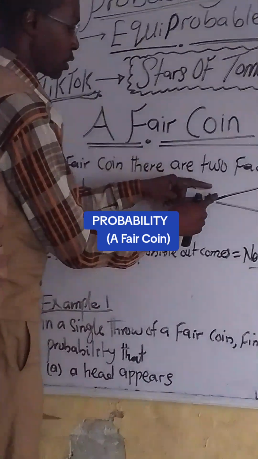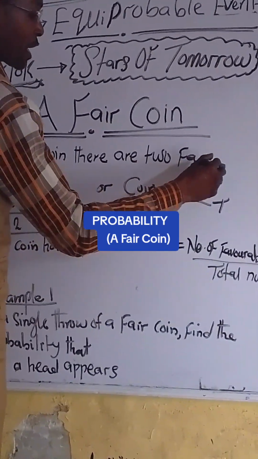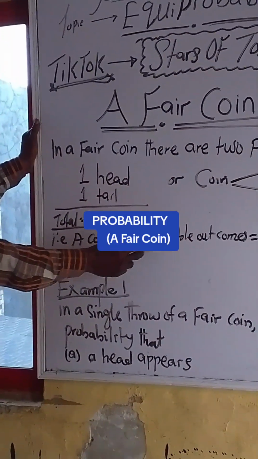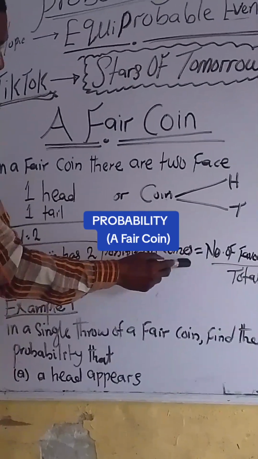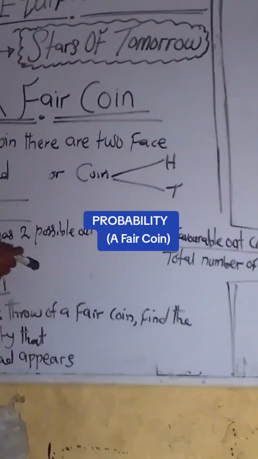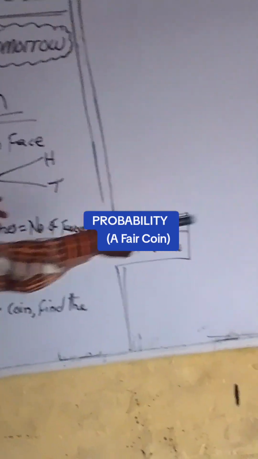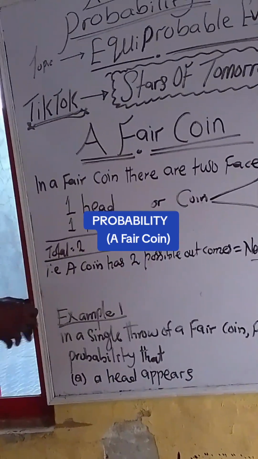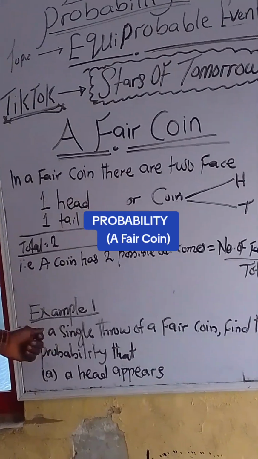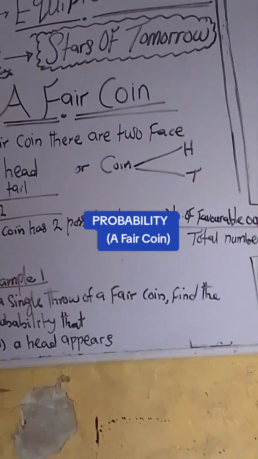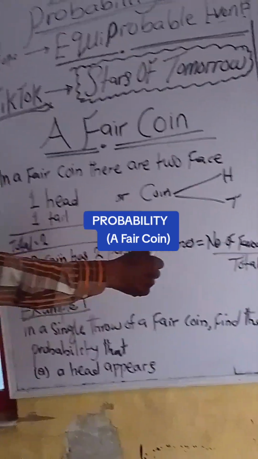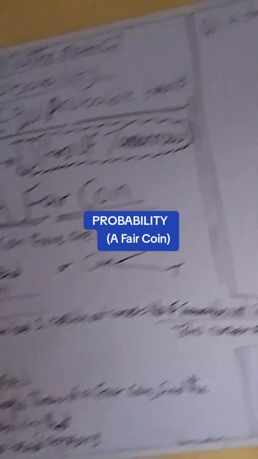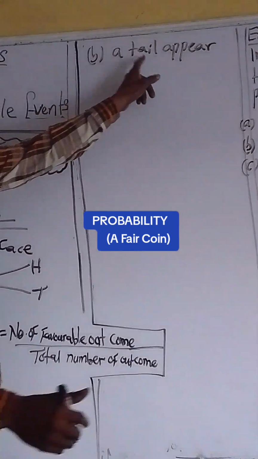This is the coin, with an illustration showing a head and a tail. A coin has two possible outcomes. And the probability is the number of favorable outcomes over the total number of outcomes. Example 1. In a single throw of a fair coin, find the probability that (a) a head appears, (b) a tail appears.